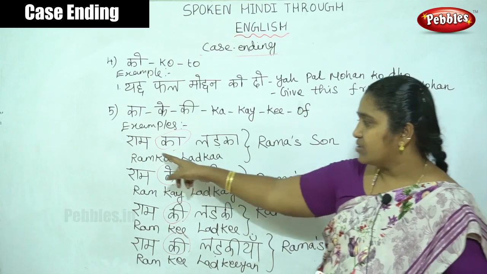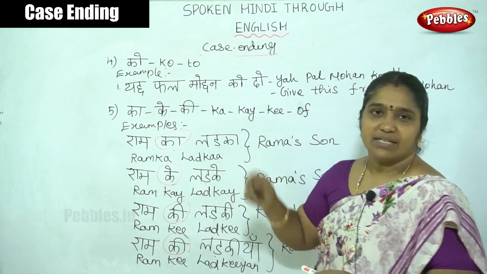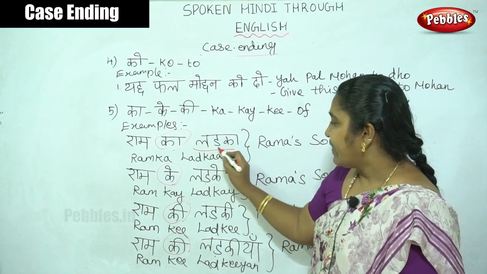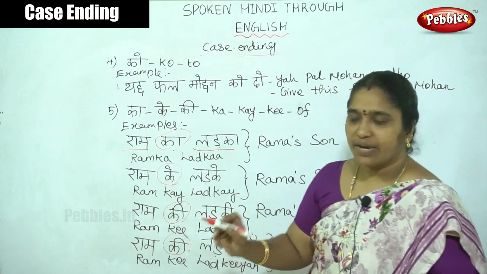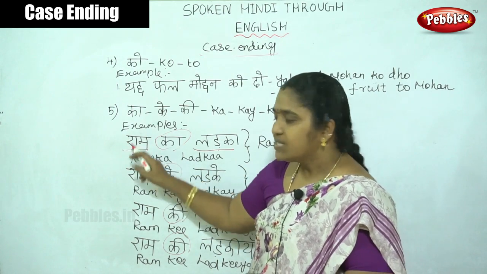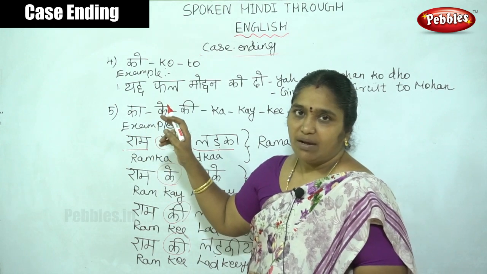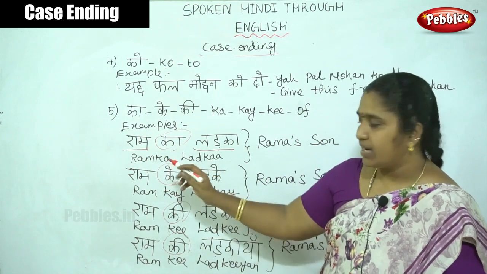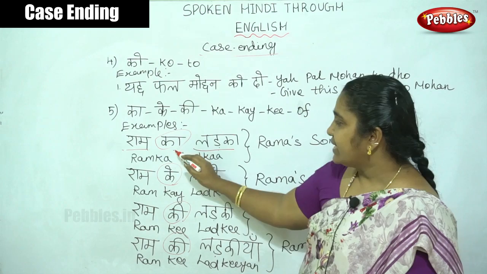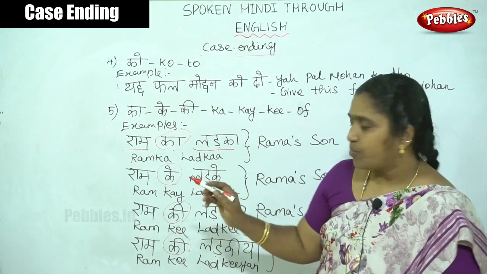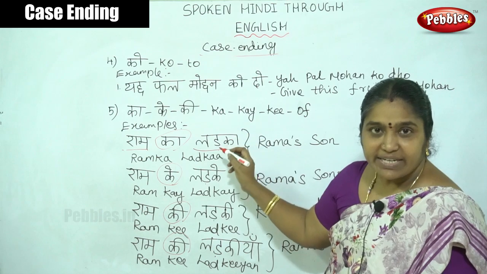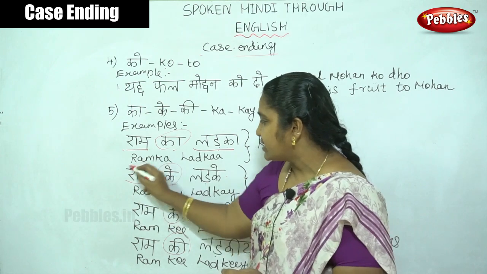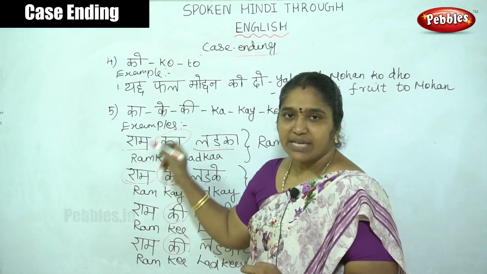Now we can see many examples like that. Here we can use Sita ka ladka. We can change the name, for instance Rama. Female names can also be used, but the case ending should be ka when it is masculine singular. If it is masculine plural we have to use ke. Here we can change any person.